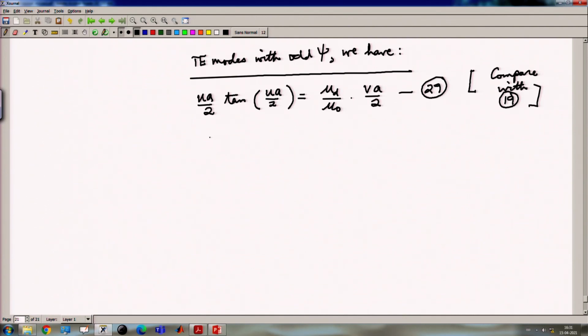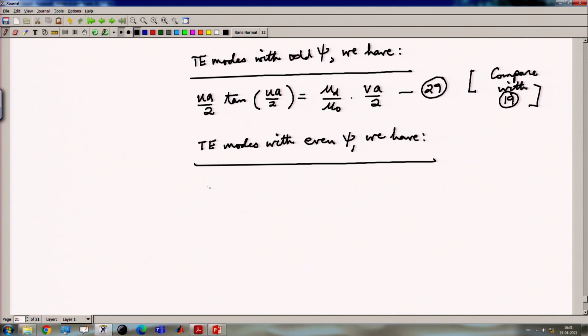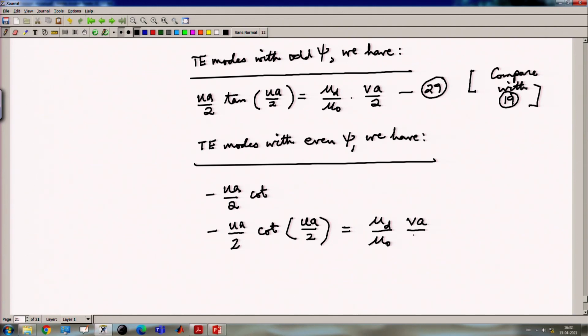So, for the TE modes with even psi, after performing exactly the same analysis as we did for the TM modes with even psi, we will obtain the characteristic equation, and that will be minus u a by 2 cot u a by 2 equal to mu d by mu naught V a by 2. So, this is equation 30.